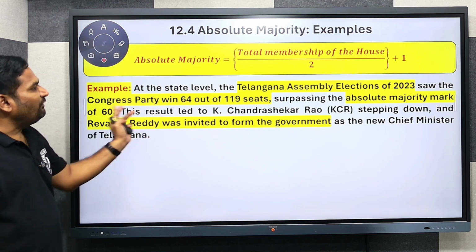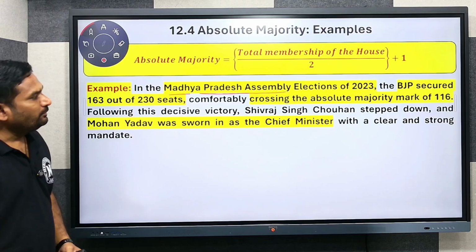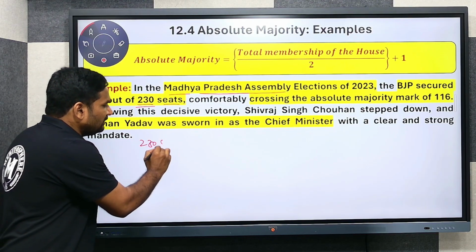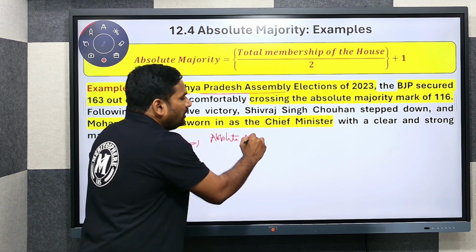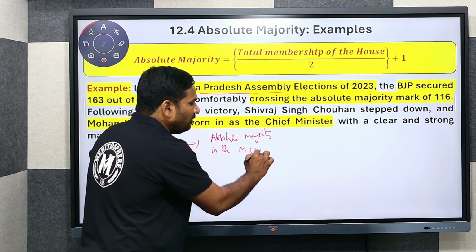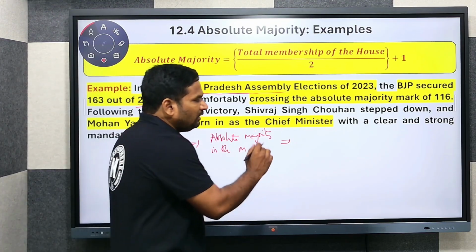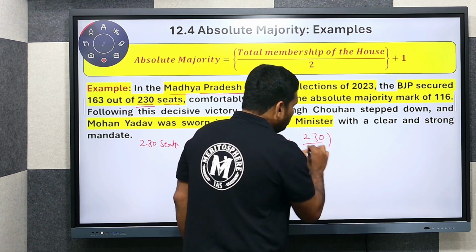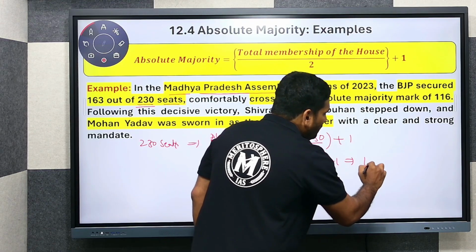So in the next example, we are looking at the Madhya Pradesh general elections of 2023. Here the total strength is 230. The 230 seats was the total membership. So now the absolute majority in the Madhya Pradesh State Legislative Assembly, MSLA. Here we have to consider the total membership, that is 230, divided by 2 plus 1. That is 115 plus 1, which turns out to be 116.